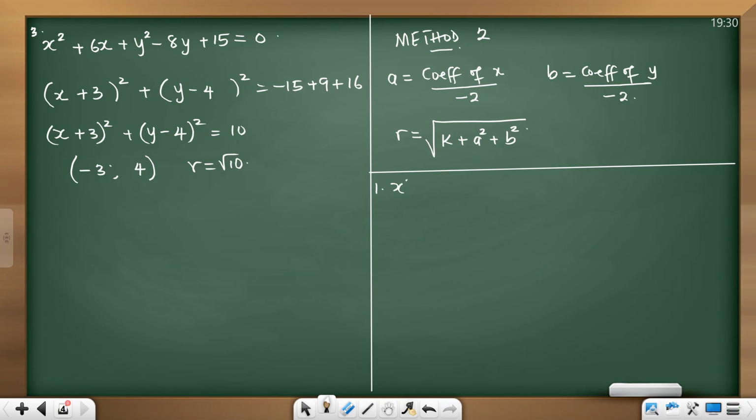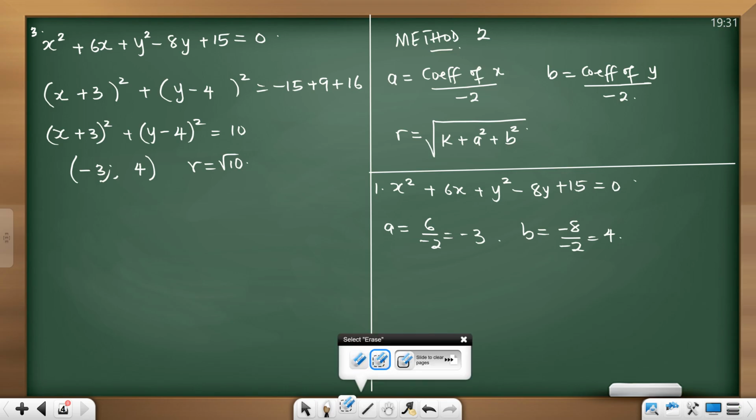What is my first equation? x squared. I'm working backwards now. We're just testing to see if it's going to work. What is the value of A? What is the coefficient of x? 6. Divided by negative 2, negative 3. Do you see we have that? Next one. What is B? Negative 8 divided by negative 2. What do we have? 4. Negative 3 and 4. Exactly what I have here now. Does that make sense? Can you see my answer?